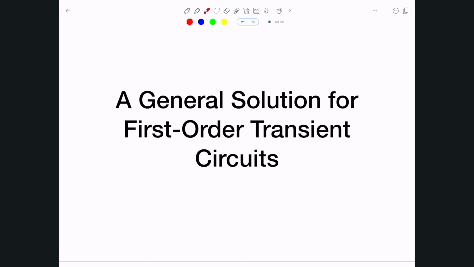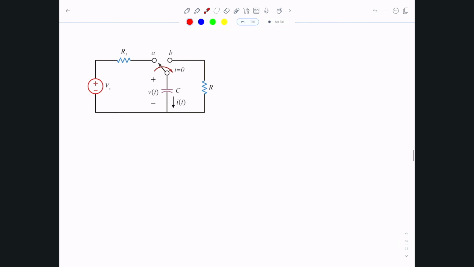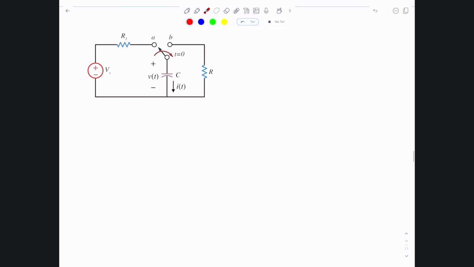First order transient circuits that contain a single capacitor or a single inductor with a resistor and maybe a voltage or current source can be solved with a general solution. In this video, I'll cover what this general solution is and why we can use a general solution to solve such circuits. So I'll start off with the natural response of an RC circuit in here.